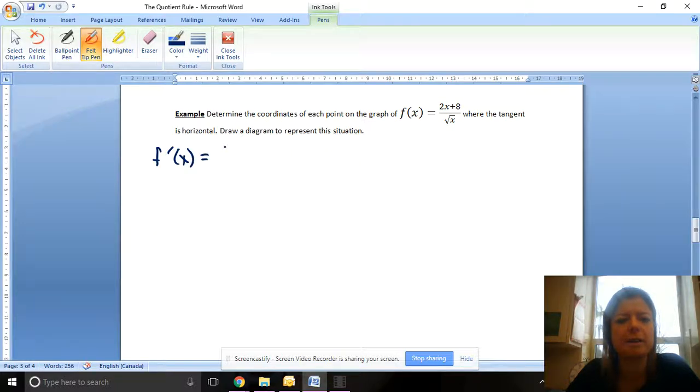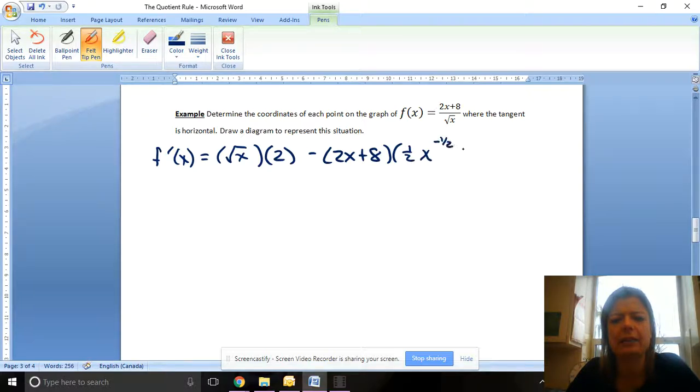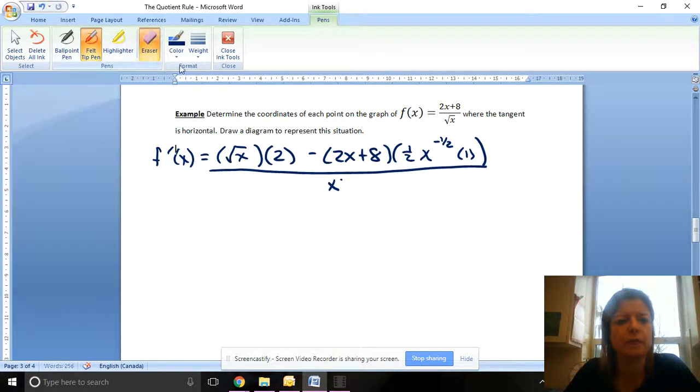So it's the bottom times the derivative of the top minus the top times the derivative of the bottom. So remember that this is x to the 1/2. So that's 1/2 x to the negative 1/2 times 1. But we're going to have to deal with that later. All over the bottom squared. So the root of x squared is just x. So sorry, there shouldn't be. It's just x, okay?